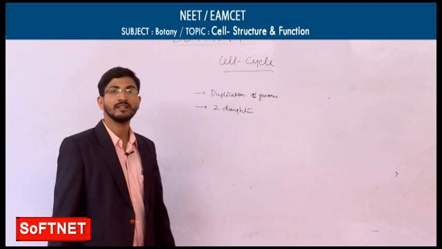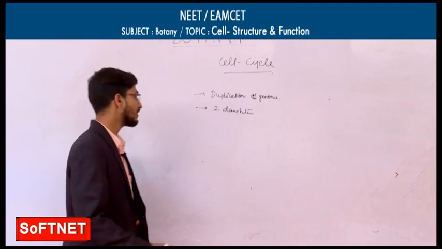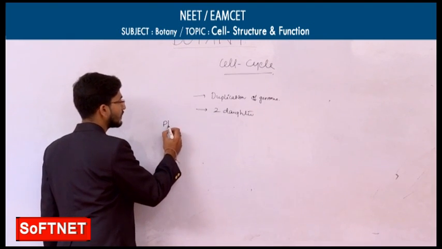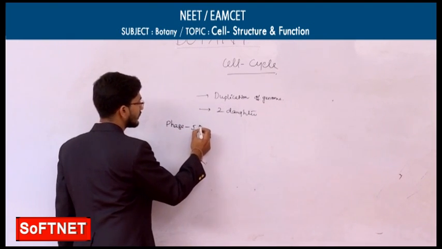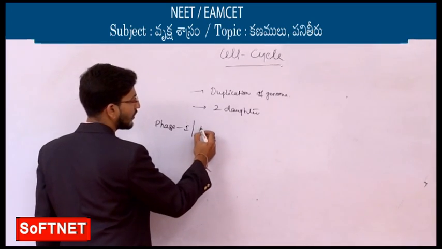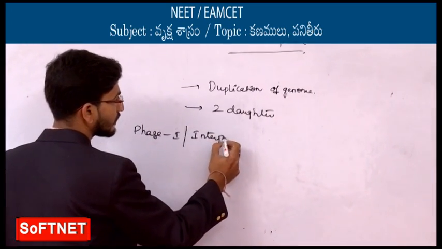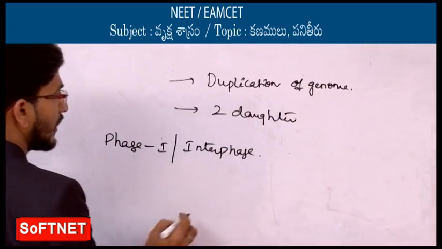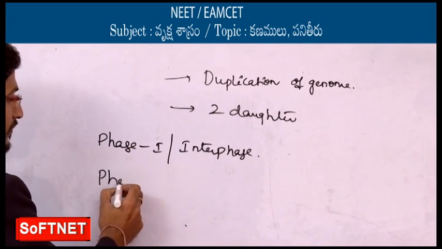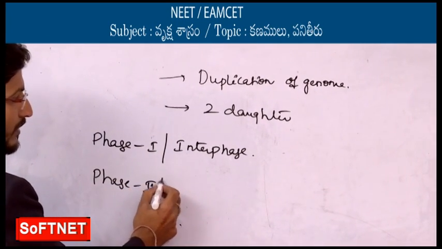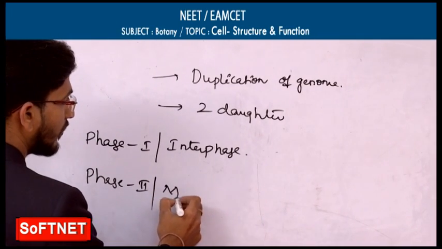The cell cycle is generally divided into 2 phases. What are those phases? Phase 1 is also called interphase, and phase 2 is also known as M phase or mitotic phase.